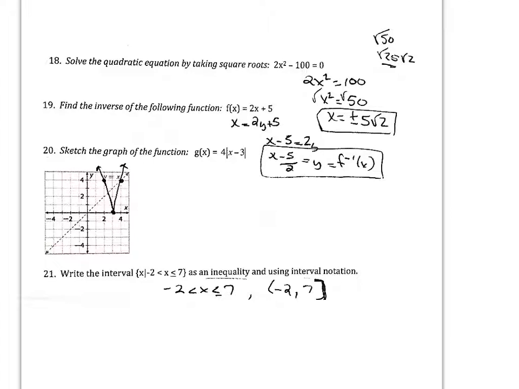21 says write the interval as an inequality and interval notation. Inequality is already there. You just take out the set notation part and write the inequality. The interval notation, you go -2 to 7. 7 has a bracket because there's an equal to sign. -2 has a parenthesis because there's not an equal to sign.